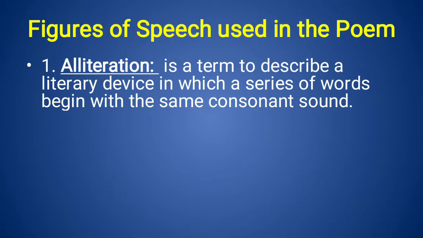So let's see. Alliteration is a term to describe a literary device in which a series of words begin with the same consonant sound. It's very important that this is a literary device in which a series of words, or maybe a word, is repeated with the same consonant sound. This is not about vowel sounds, right? This is all about consonant sounds. In English, we have a total of 12 pure vowels and 24 consonant sounds. I'll tell you something about it afterwards.